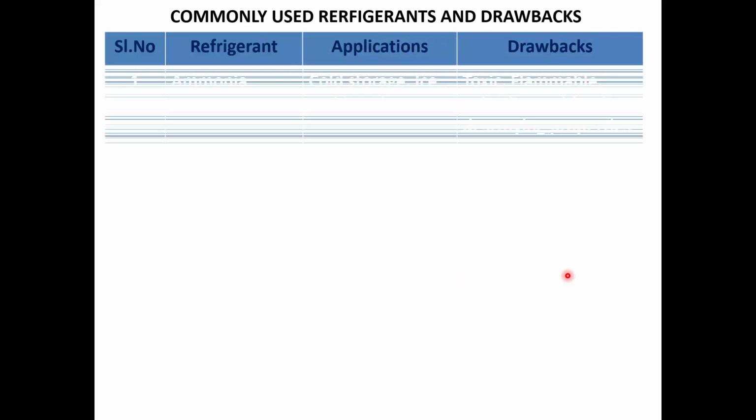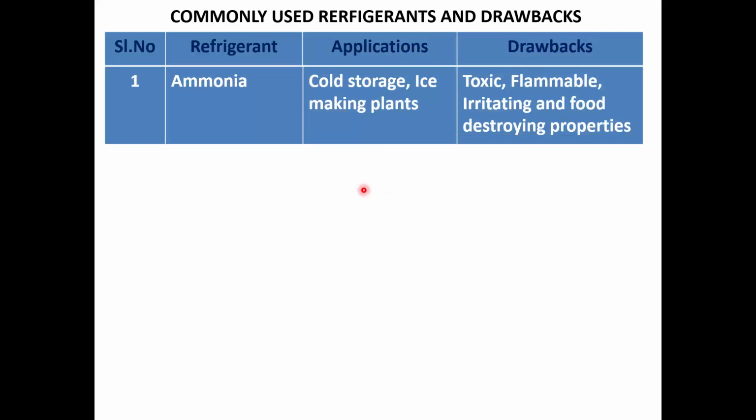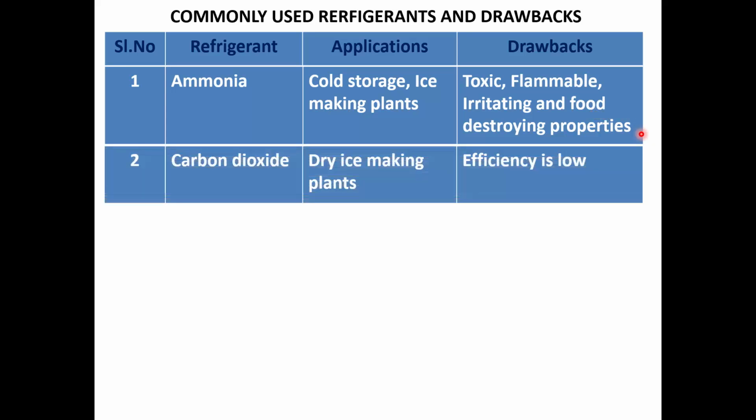Commonly used refrigerants and drawbacks. First is ammonia. Applications: cold storage and ice making plants. The drawbacks are that it is toxic, flammable, irritating, and it has a food destroying property. Carbon dioxide is used in dry ice making plants. Carbon dioxide is not toxic and not flammable, but its efficiency is low.